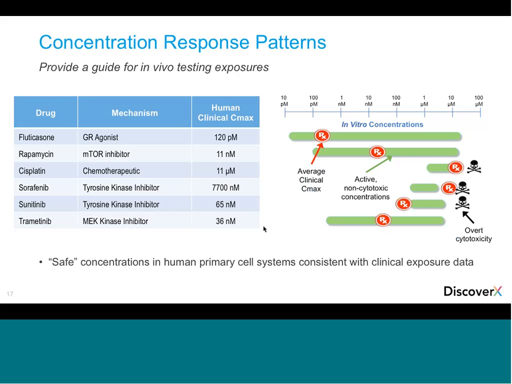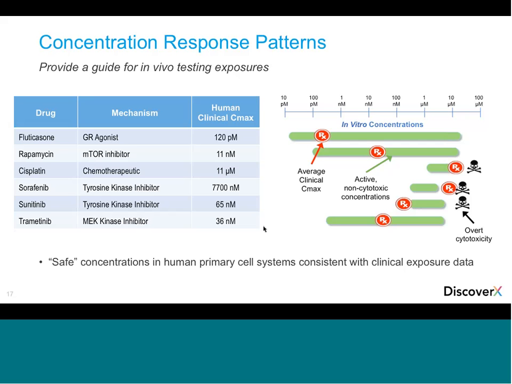Then what we can do is overlay on top of that what we know about the clinical data. So these, in red, are the average clinical Cmax values for each of these drugs. And you can see for some drugs, they've got a very broad range of concentration at which they're safe and active, whereas things like cisplatin and sorafenib and sunitinib, the difference between the concentration at which they're exposed in the clinic and the concentration at which they become cytotoxic to cells in our systems is very narrow.